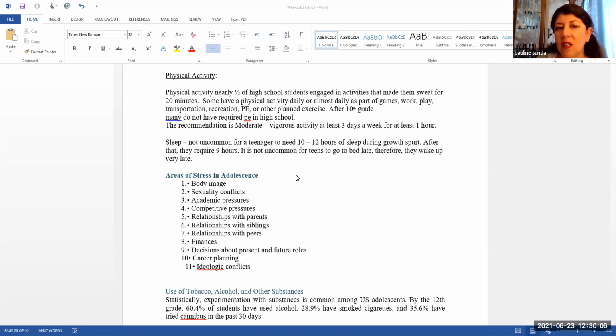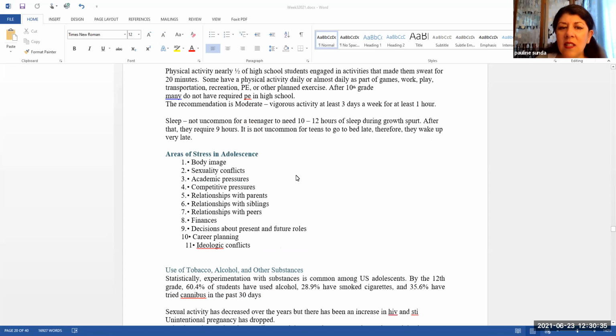The recommendation is moderate to vigorous activity at least 3 days a week for at least 1 hour. Also note that in terms of sleep, it's not uncommon for a teenager to need 10 to 12 hours of sleep during the growth spurt. After that, they require roughly 9 hours. So it's not uncommon for teens to go to bed very late, and therefore they wake up very late.